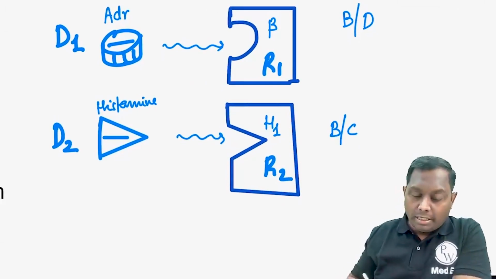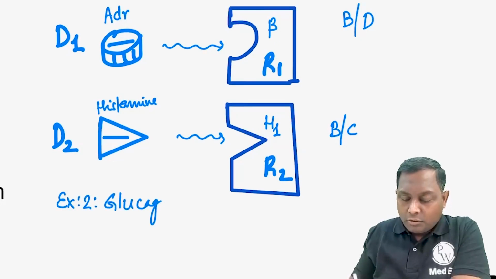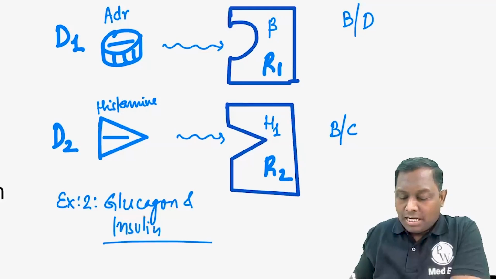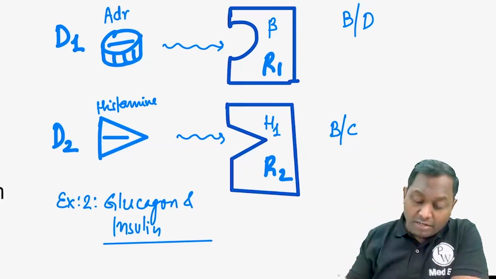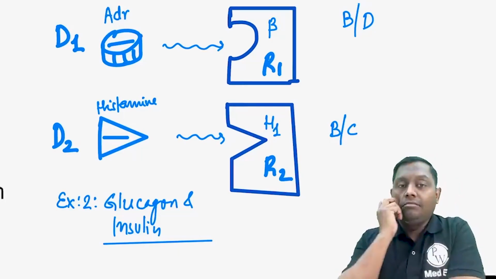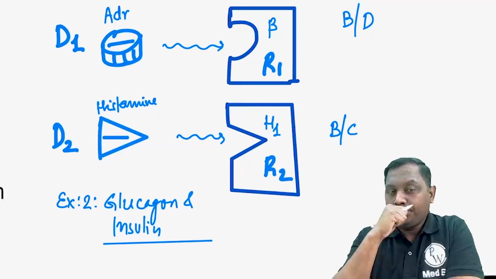One more example I can give you, example number 2, that is also mentioned in the textbook: glucagon and insulin. Glucagon is causing hyperglycemia and insulin is causing hypoglycemia. They never interfere in each other's activity. Okay.